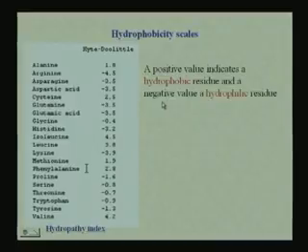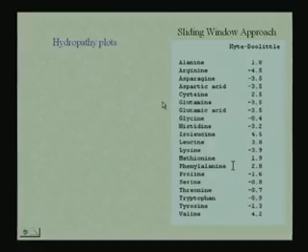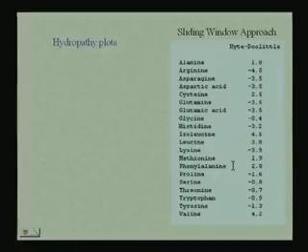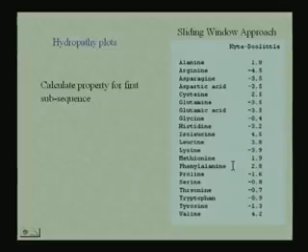Now, what can I do with this? I can go to what is called a hydropathy plot. It is called a sliding window approach. I am going to go through it very slowly, and we are going to plot a hydropathy plot to determine whether a part of a protein is going to be on the surface or in the center of the protein. So, what do we have to do? We have to calculate the property for a subsequence.